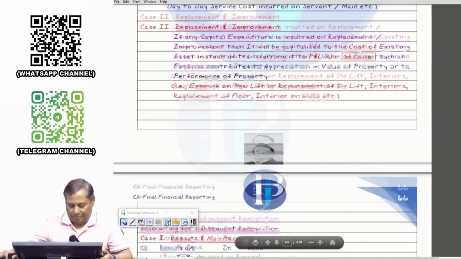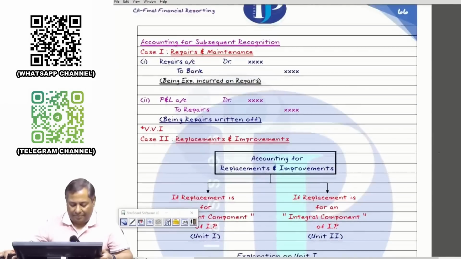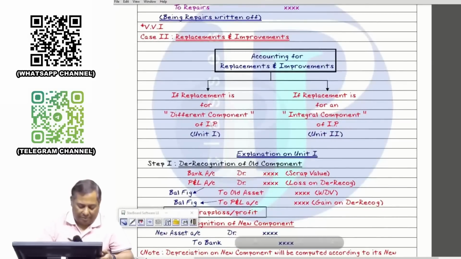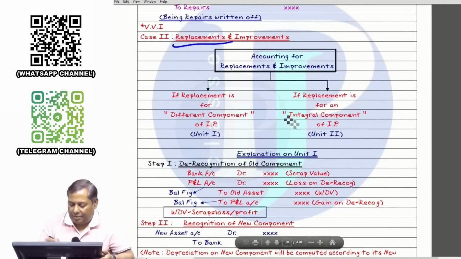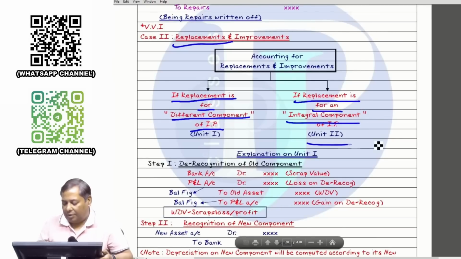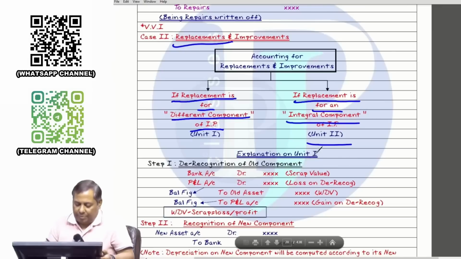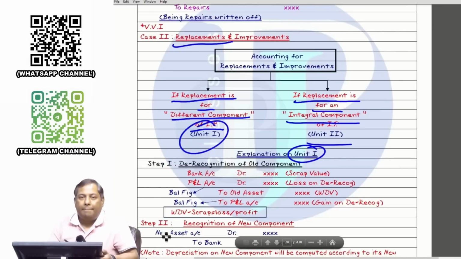Let me recap everything that I taught you. I told you about 2 replacement cases. First, replacement of a different component of an IP, and second, replacement of an integral part of an IP. In the different component case, step 1: the old carrying amount needs to be removed. The scrap received is debit. Step 2: old asset, which is WDV, the difference goes to profit and loss. Then the new one is capitalized: new asset debit, bank credit.